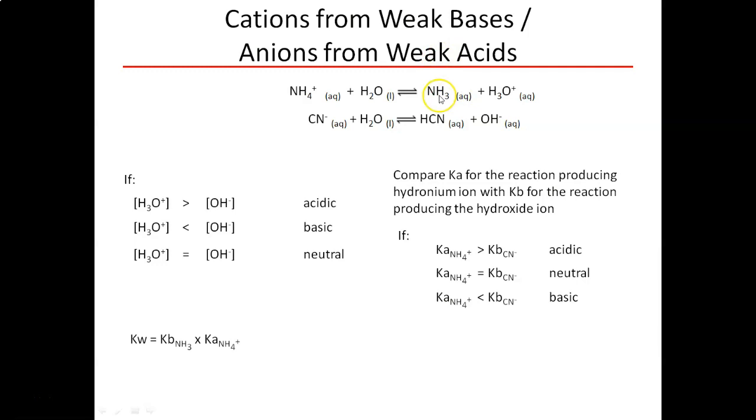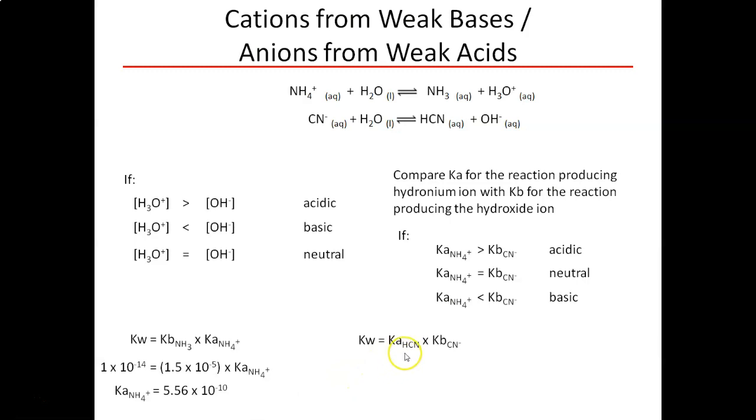So what I need to do is get the Ka for this reaction and the Kb for this reaction. But we're not given Kas and Kbs for conjugate acids or conjugate bases. What we're given is our Kbs for our weak bases and our Kas for our weak acids. But we know this relationship. So therefore, I could calculate my Ka for my ammonium ion.